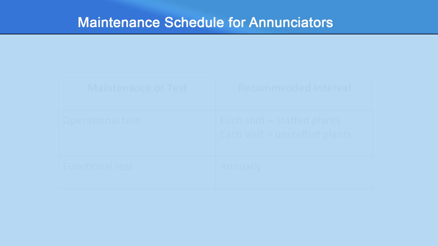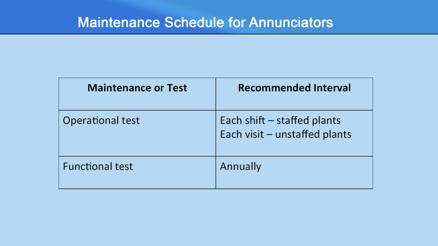Functional testing of annunciators is also recommended after a major outage or after modifications that affect wiring and cabling in the plant. Now the following table shows the maintenance schedule for annunciators. The operational test is performed in each shift for staffed plants and each visit for unstaffed plants, and the functional test is performed annually.